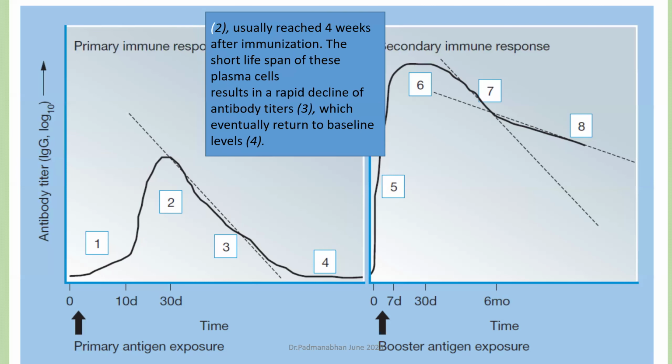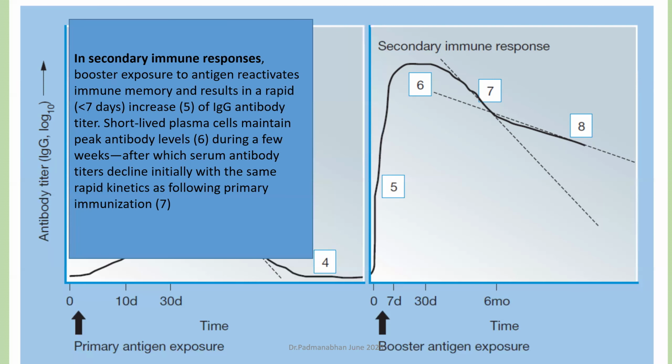It usually reaches the peak 4 weeks after immunization. The short lifespan of these plasma cells, short half-life plasma cells, results in rapid decline in antibody titers, which eventually return to baseline. How much time they have not written, but usually I think within 6 months it returns. That is what you call the primary immune response, and this is usually IgM. Remember this: there's a lag period of 10 days, it shoots up, and then comes the next response.